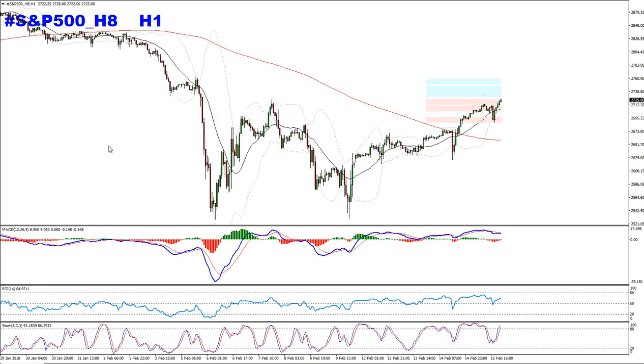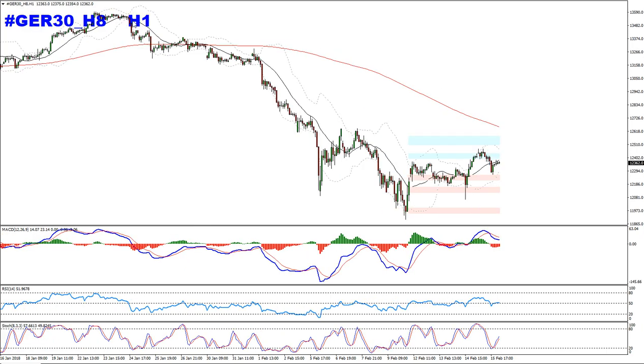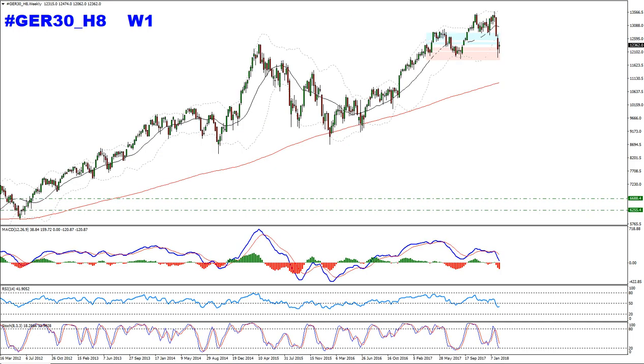Same with the S&P, of course. They're basically following up the Dow Jones pretty perfectly. And same with the German DAX. Well, my favorite, as you know.